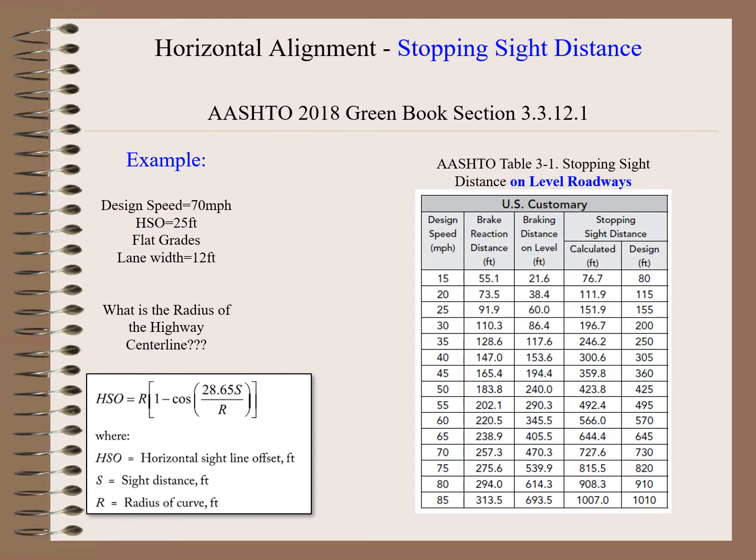First thing we're going to do is calculate the stopping sight distance. So we're going to utilize AASHTO Table 3-1, stopping sight distances on level roadways. Again, our design speed is 70, so if we highlight the 70 row and go all the way over to the right, you can see that our stopping sight distance is going to be 730 feet.